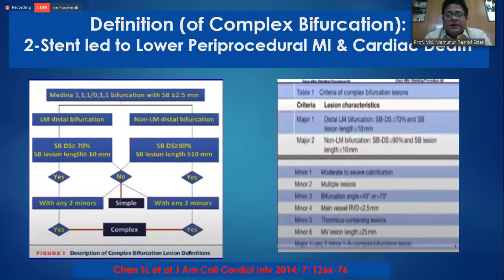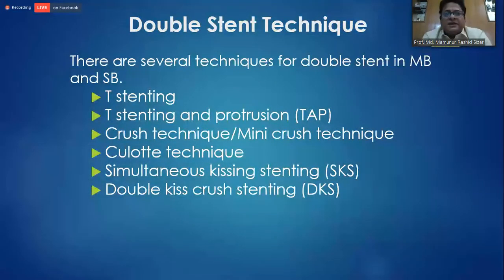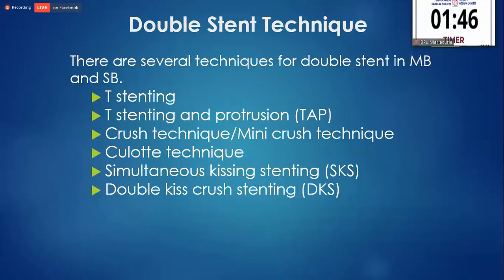These are the minor criteria. And the diagnostic criteria is one major and two minor criteria. Double stenting: there are several techniques for the double stent technique, the T-stenting and TAP technique, crush technique, mini crush, Culotte technique, and double crush, DK crush technique.